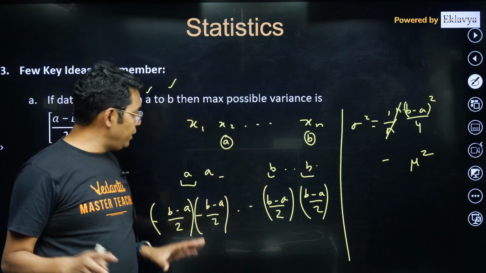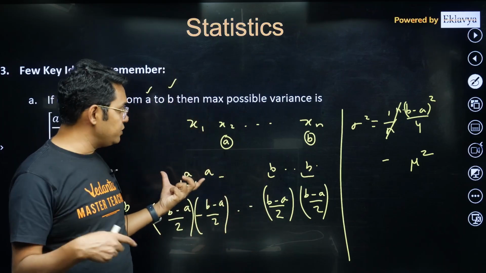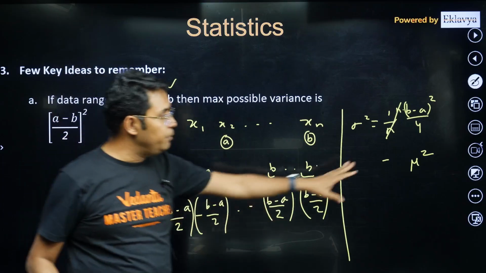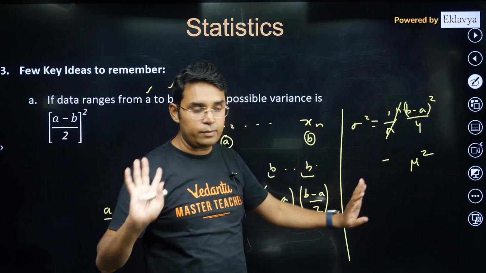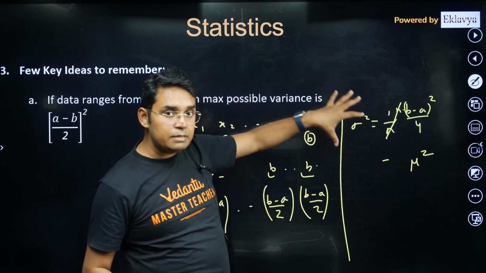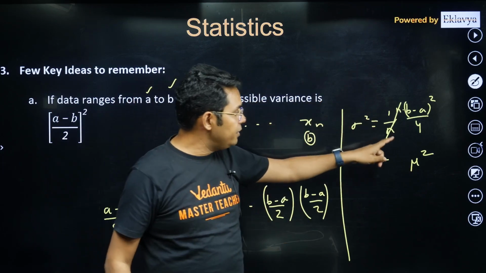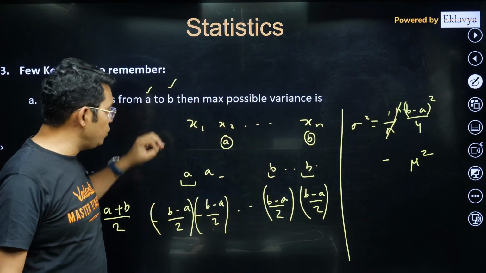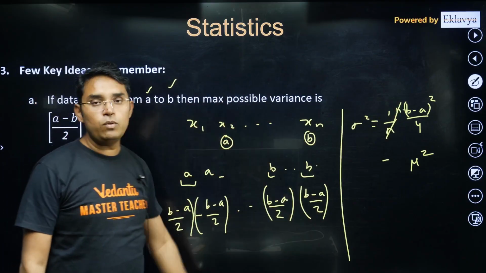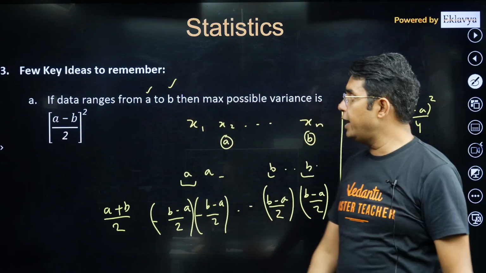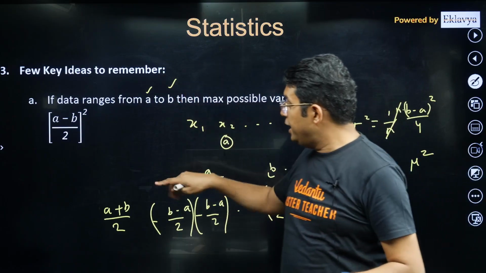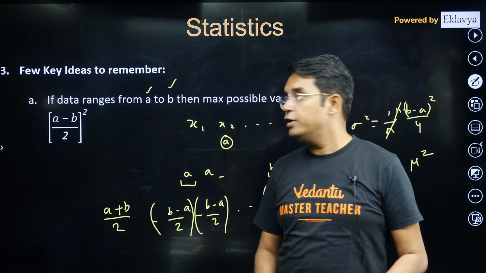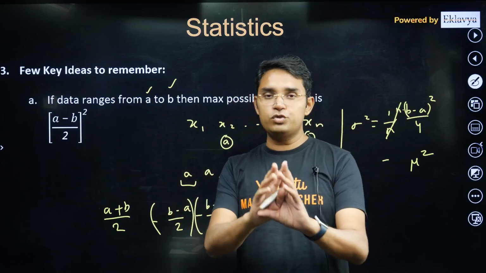But whatever number of times you take a or b, mu will be either 0 or a non-zero value, but mu square will always be positive or 0 at most. So in that case, the maximum value of variance will be (b minus a) whole square by 4, and that will happen if you take an equal number of a's and b's. That is all from my side. I hope you have understood. So what I have said is, if your data are from a to b, then the maximum value of variance can be ((b minus a) by 2) whole square only.